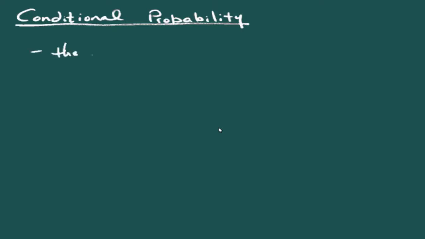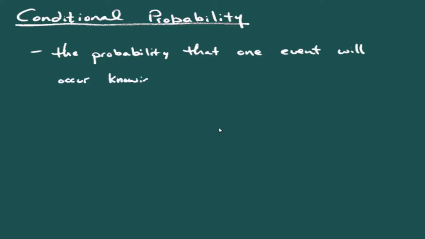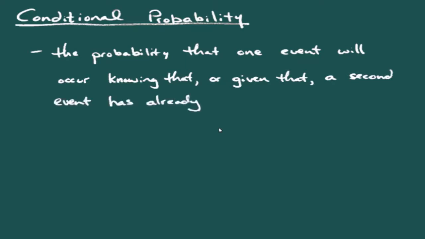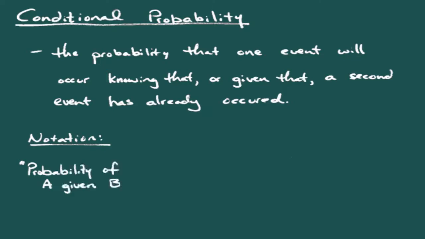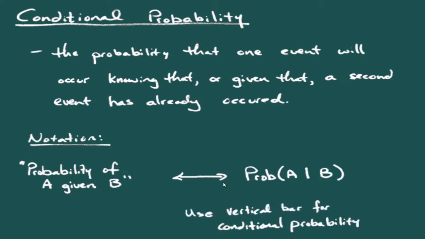Conditional probability is the probability that one event will occur knowing that, or given that, a second event has already occurred. Some of the notation we use to represent conditional probability is: we have our P notation, then inside the parentheses we have A, a vertical line, and then B. The vertical bar denotes that this is conditional probability, and we would read this as the probability of A given B. That vertical line stands in for the word given.